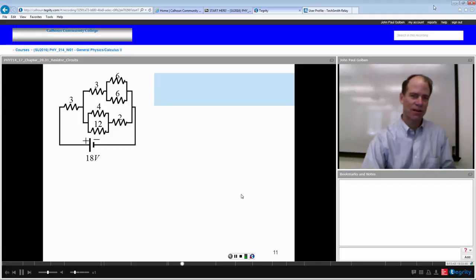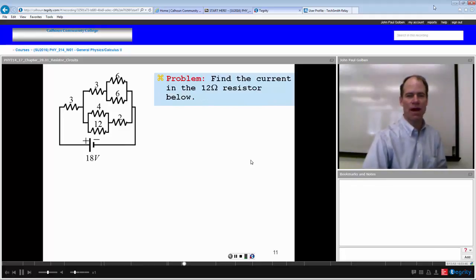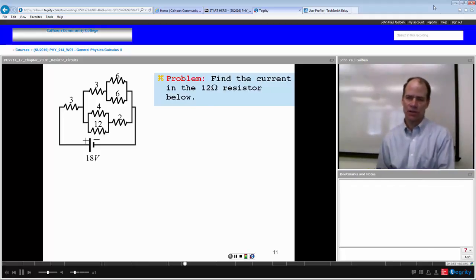Let's try out our newfound tools on a circuit. We have a network of resistors here, and we're going to connect it across an 18-volt battery. And our question is, find the current in the 12-ohm resistor of this circuit. What we're going to use is our series parallel formula, and we're going to use the fact that things in series have the same current, and things in parallel have the same voltage.